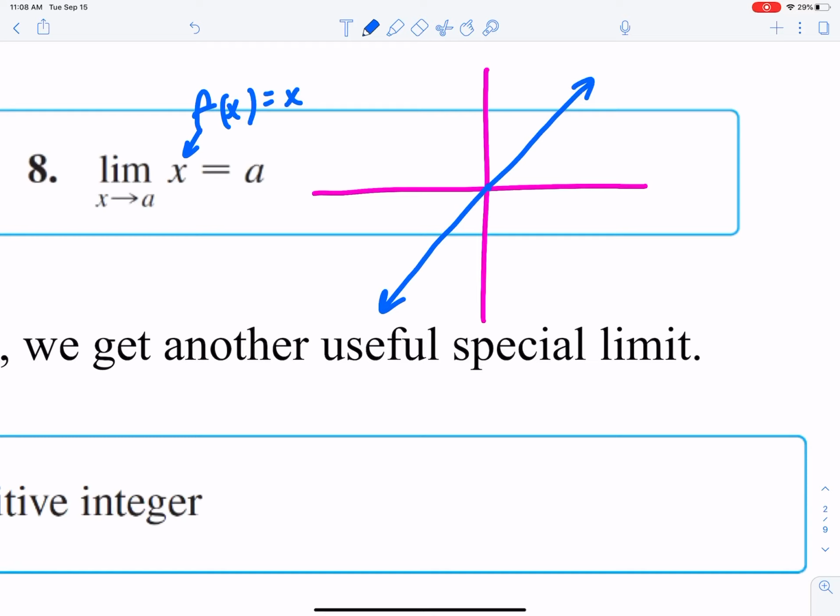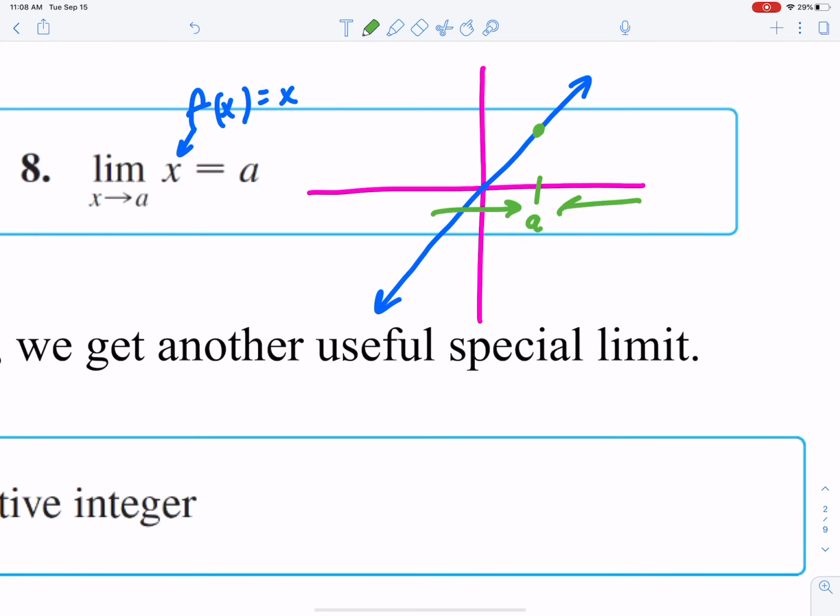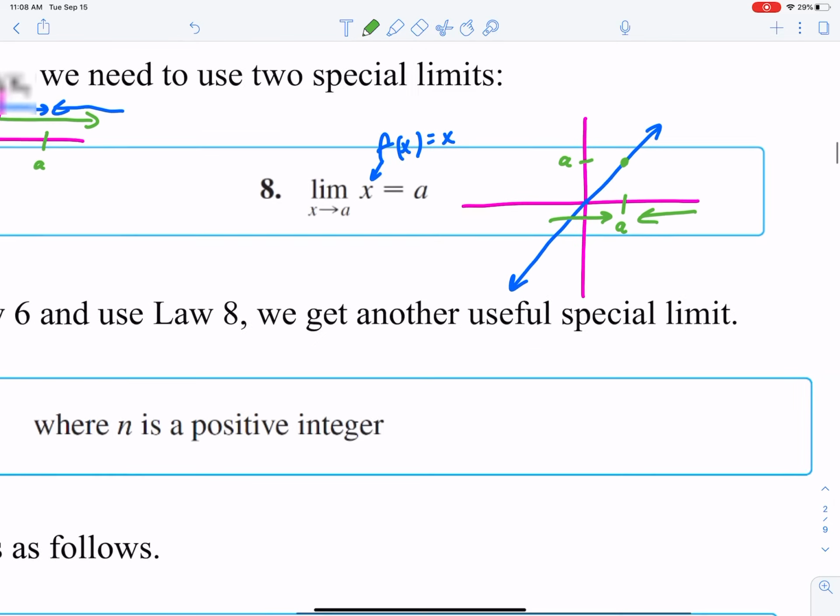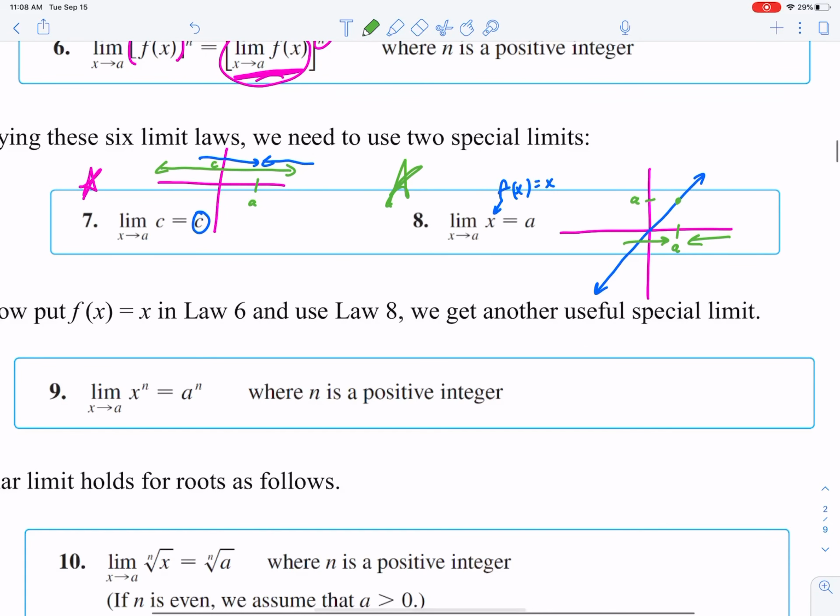Okay, so pick any a value. Doesn't matter where you pick it. Here's a. Well, we know this coordinate right here is a comma a, right? So as we approach a from the left and from the right, same thing happens to f of x or y. Okay? So either way, every point on this line is a comma a. So there you go. Another important one to know.